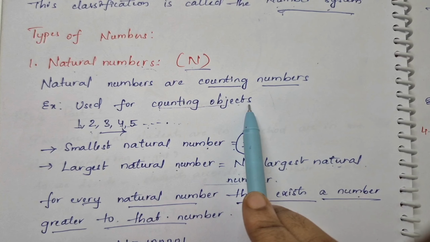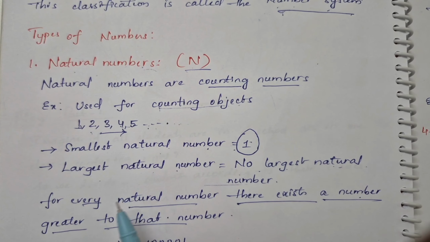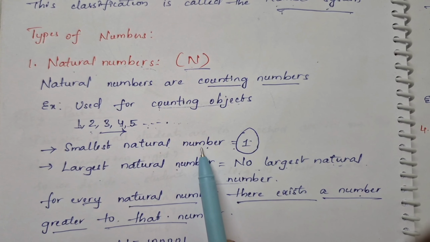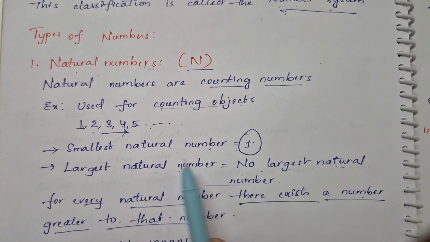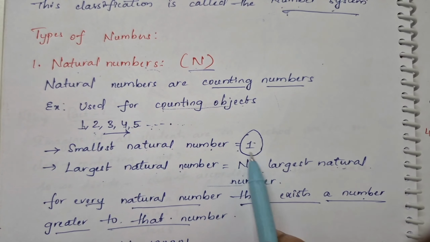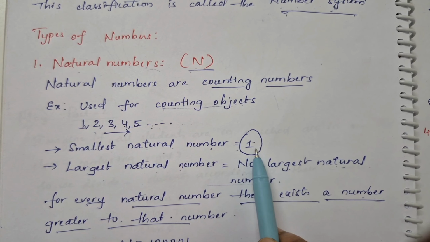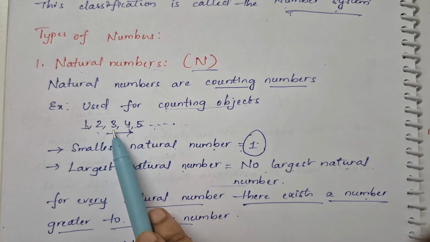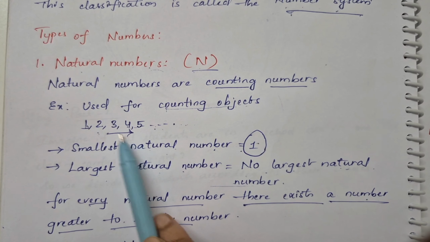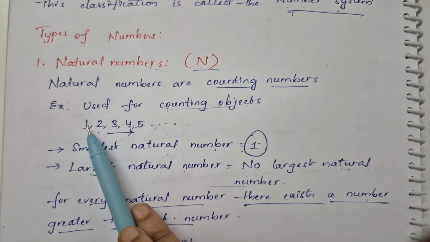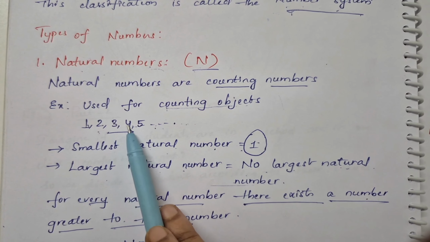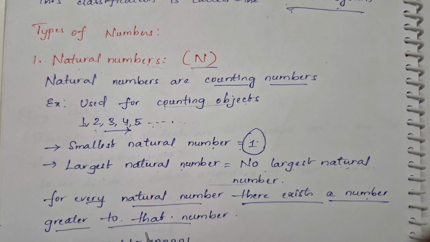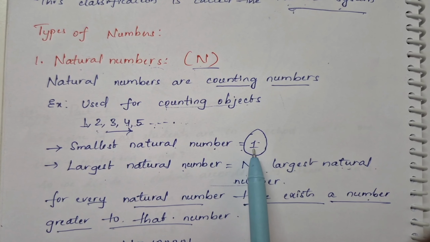So, let me ask you one question. What is the smallest natural number? Exactly. The smallest natural number is 1. Why? Because we started counting from 1 only. While we are going right side, the number will increase. Okay, so 1, 2, 3, 4, 5, these are all natural numbers. The least natural number is 1.